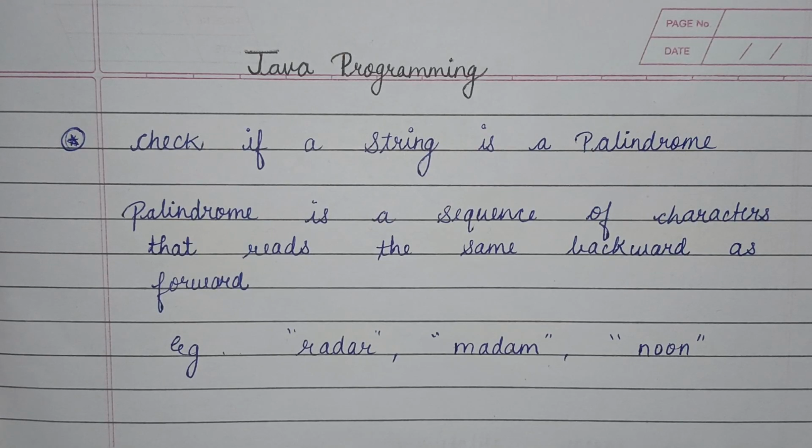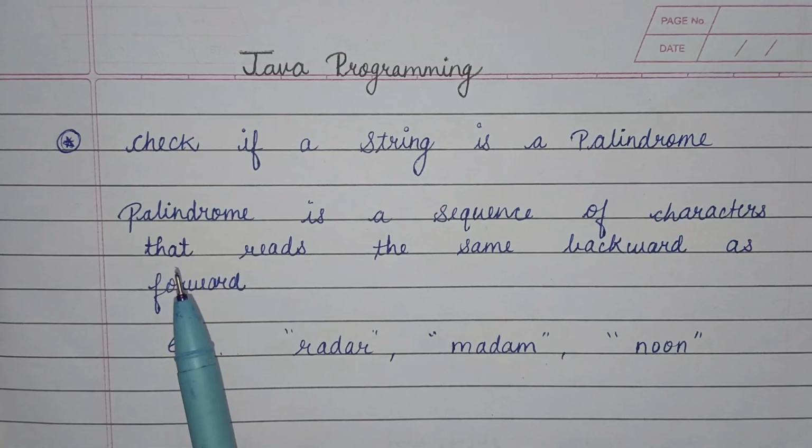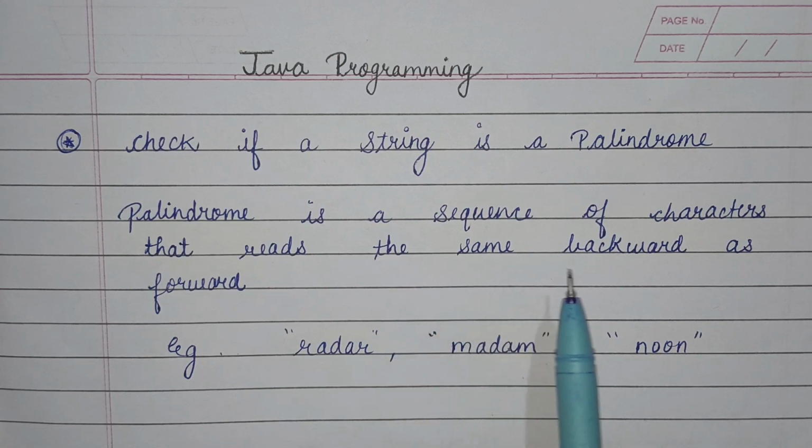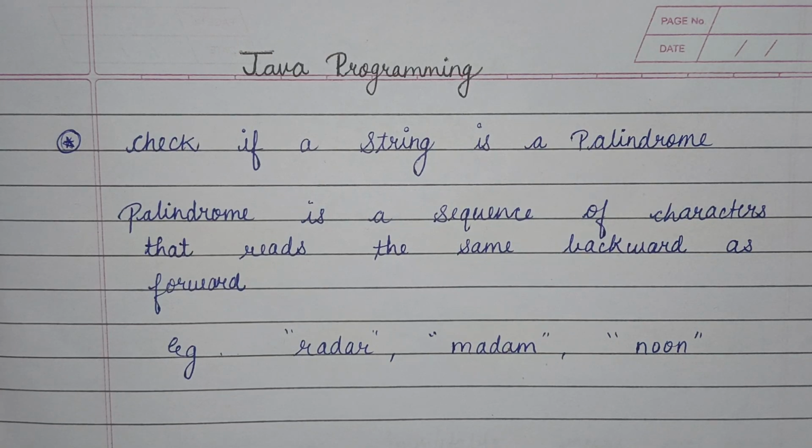So in this video we are going to see the problem on palindrome. First we will see what is meant by palindrome. A palindrome is a sequence of characters that reads the same backward as forward. That means if we read the characters of a string from the front side, or we start reading the characters from the back side, the meaning of the word will remain the same. So that is what is meant by the palindrome.